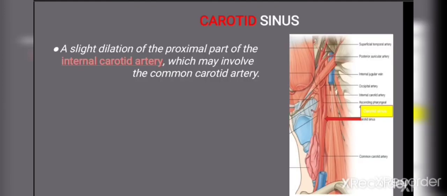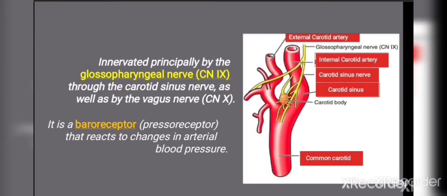Then the carotid sinus. There is a slight dilatation of the proximal part of the internal carotid artery, which may involve the common carotid artery. This is innervated by the glossopharyngeal nerve, that is the 9th cranial nerve, through the carotid sinus nerve, as well as the vagus nerve. This carotid sinus is a baroreceptor, that is a pressoreceptor, that reacts to changes in the arterial blood pressure.